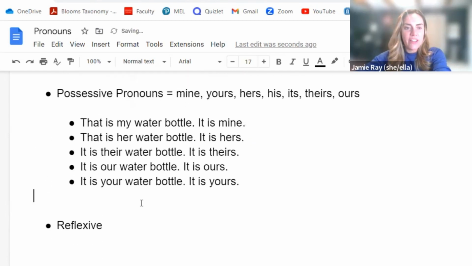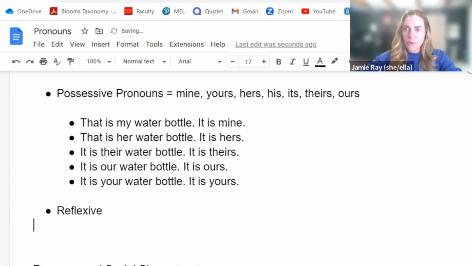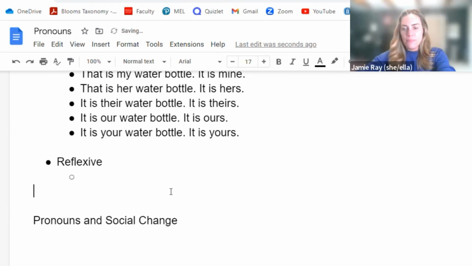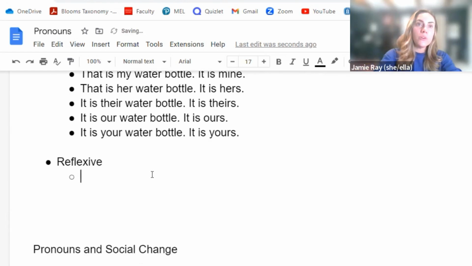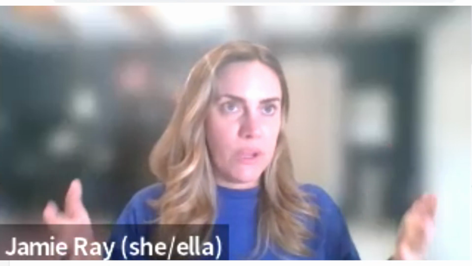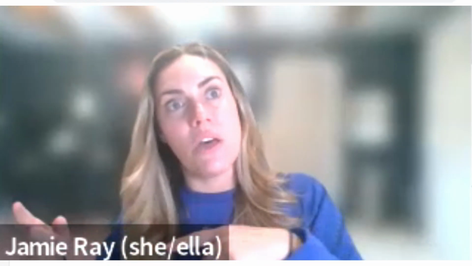Finally, we have the reflexive pronouns. That's the last type of pronoun, I believe, in English, or at least the ones that we use the most. Reflexive pronoun. What in the world does that mean? What does reflexive mean? Think of it like a mirror. Reflection, like when you look at yourself in the mirror, you see a reflection of yourself. If I look in the mirror, I see myself. If you look in the mirror, you see yourself. If she looks in the mirror, she sees herself. If they look in the mirror, they see themselves.